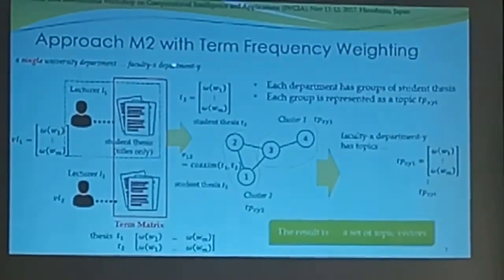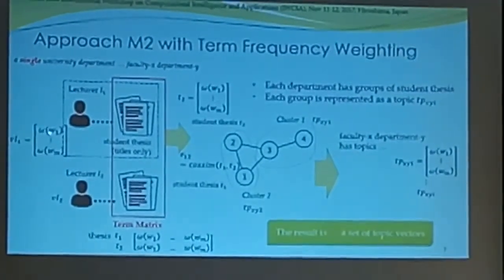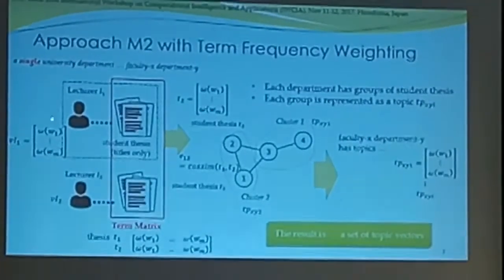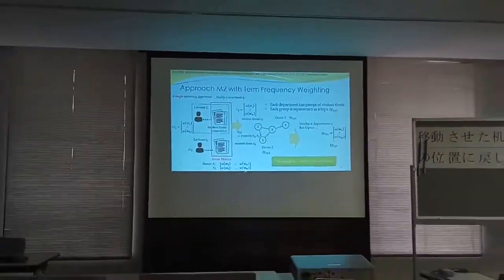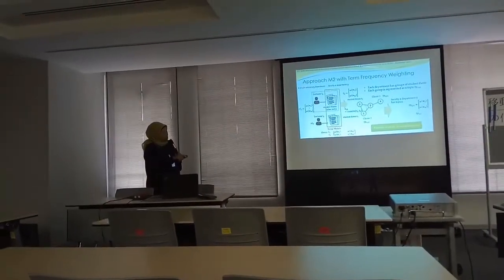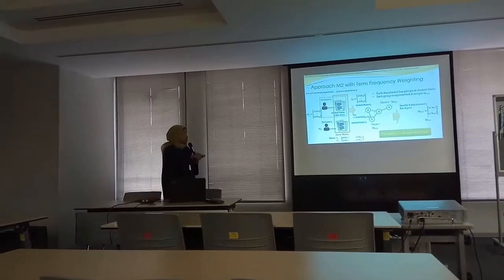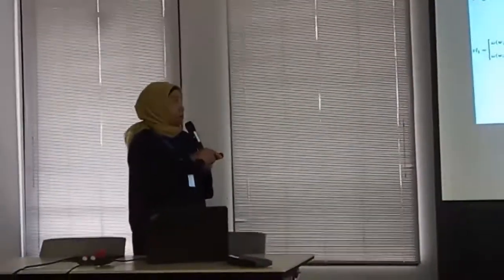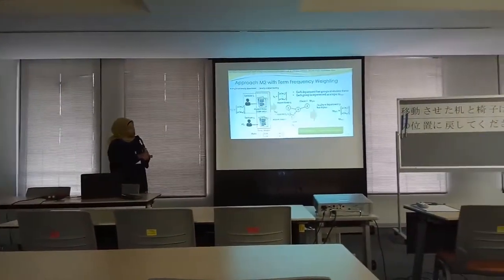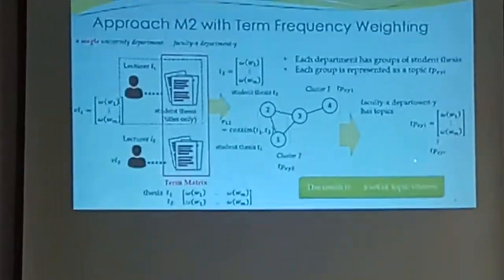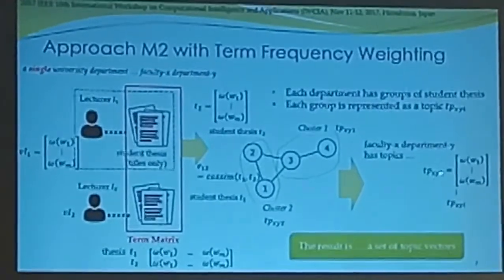The second approach is the standard term frequency weighting. There are also 2 kinds of vectors. First is the vector of lecturer, and all of the theses are represented as a matrix. Even though here there is a graph, actually this is just an abstraction. In M1 the node is a lecturer, but here the node is a student thesis. Then we do standard clustering with k-means clustering, and the result is a cluster of student theses. One cluster is assumed to be one topic. For example, in faculty X, department Y, there are going to be 10 topics, and the notation should be TP X Y1 and so on.